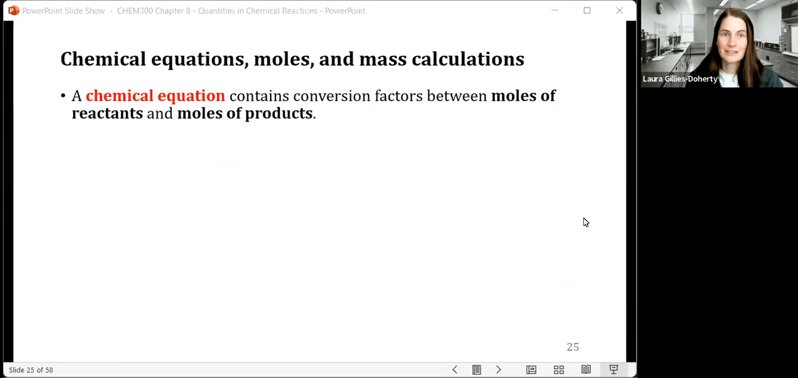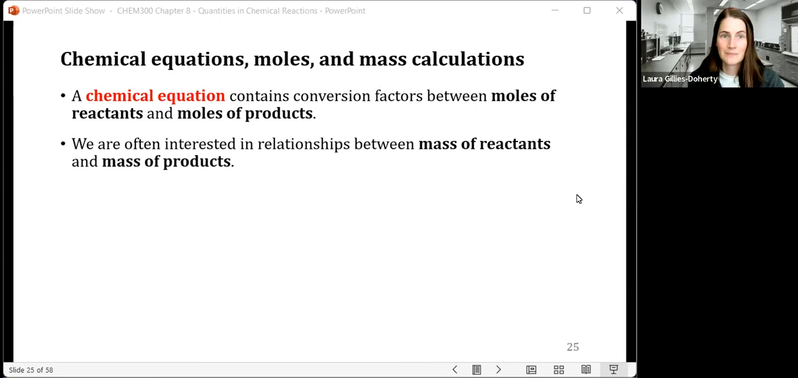So some key concepts about stoichiometry to remember from our previous lectures. A chemical equation contains conversion factors between the moles of reactants and moles of products. So once you balance your chemical equation, those coefficients in the chemical equation can be used as conversion factors to convert from the amount of any one substance in a chemical reaction to the amount of another substance. So the coefficients represent both the number of molecules and the molecule ratios in the chemical reaction, as well as the mole ratios.